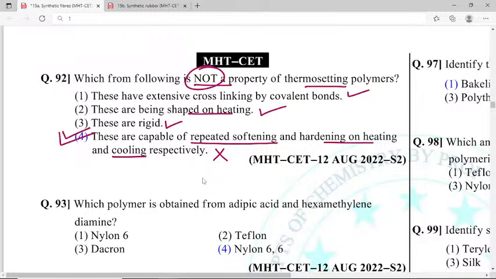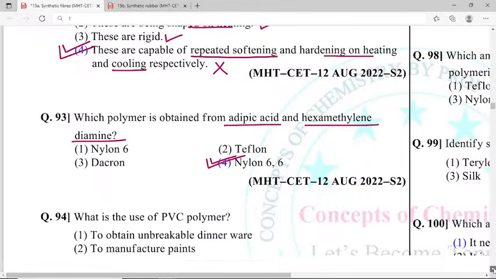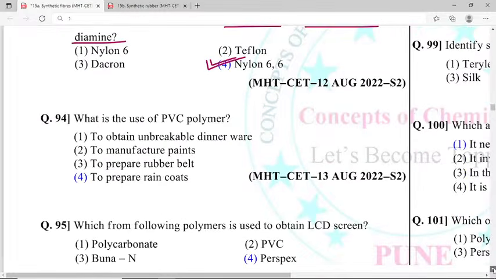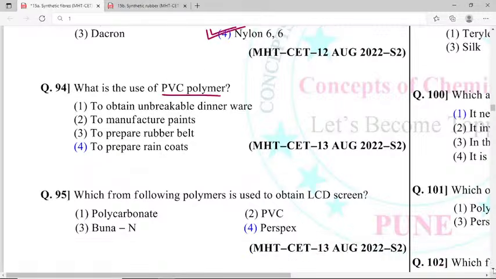Which polymer is obtained from adipic acid and hexamethylene diamine? So nylon 6,6. Adipic acid, hexamethylene diamine. What is the use of PVC polymer? They are used for making raincoats. This is very important, an IMP question. What is the use of PVC polymer? PVC is used to prepare raincoats.